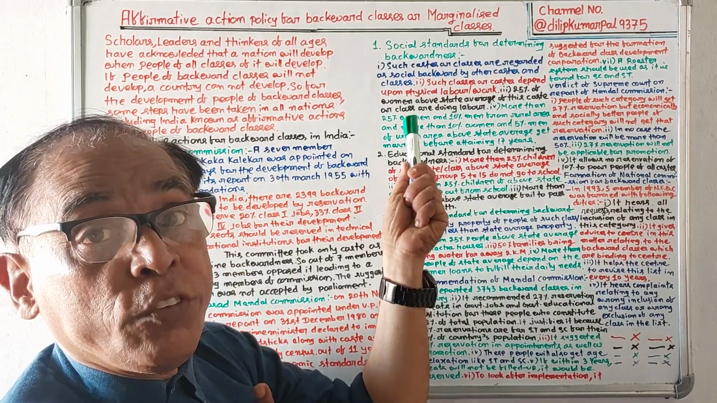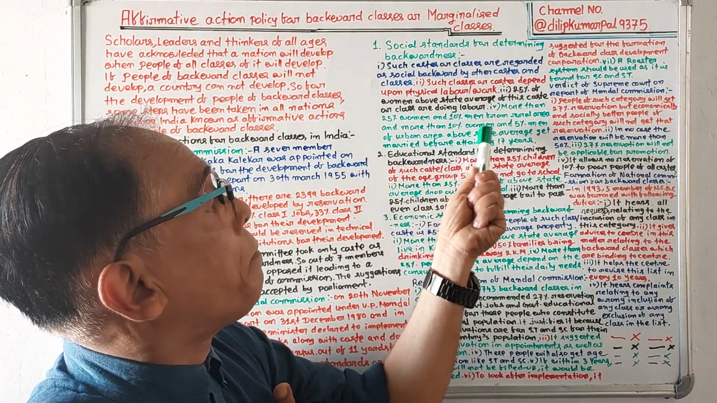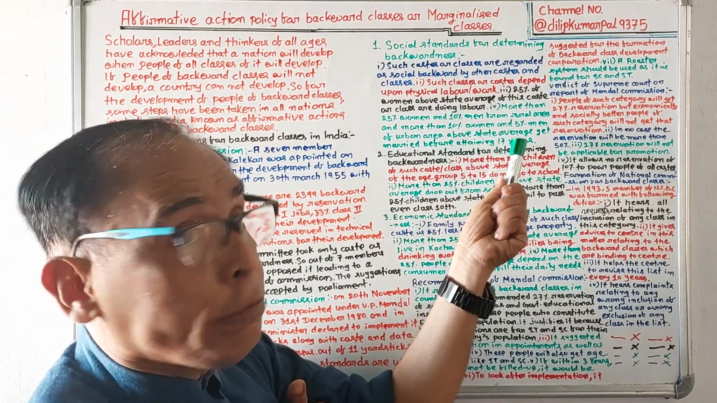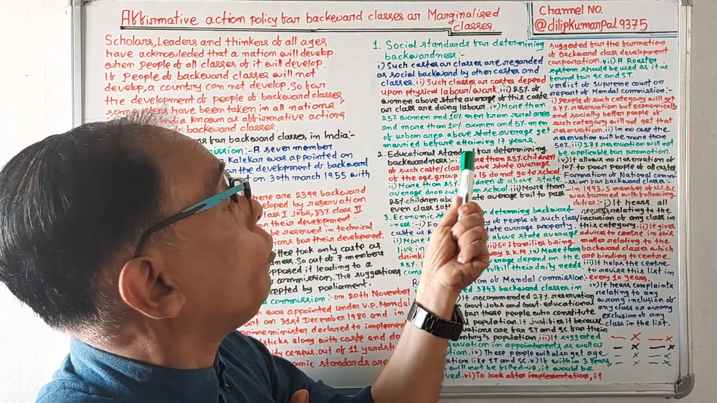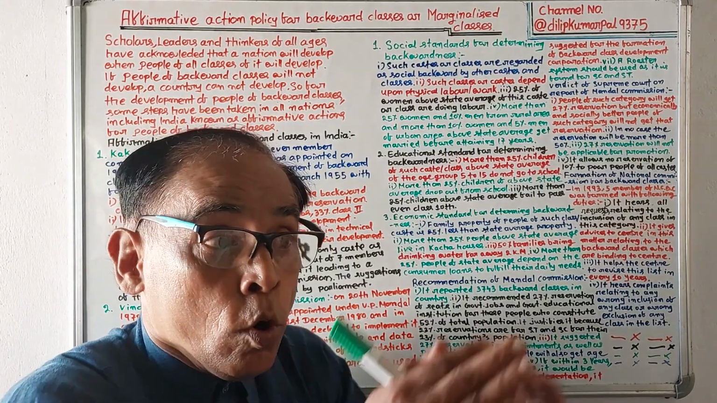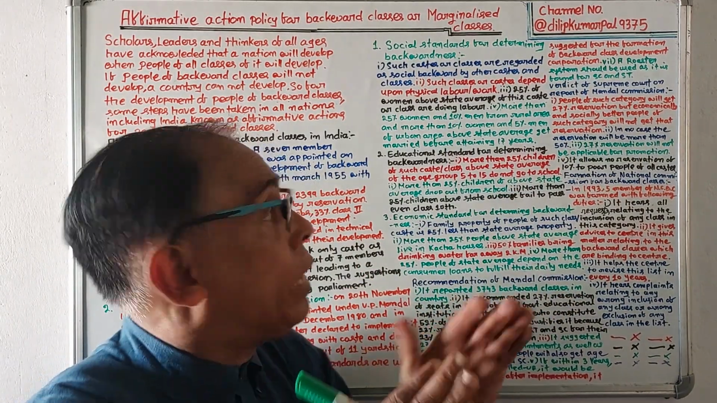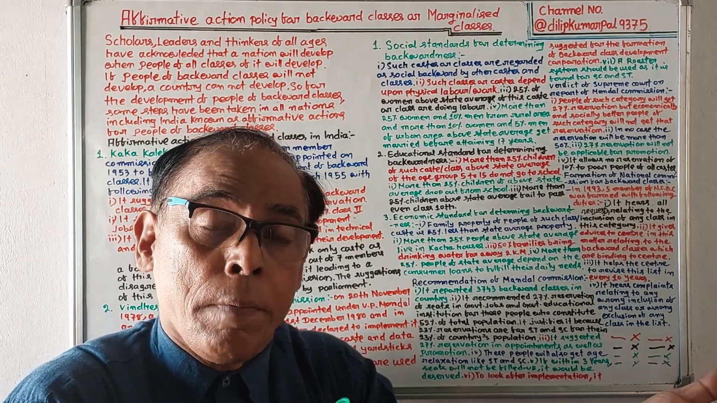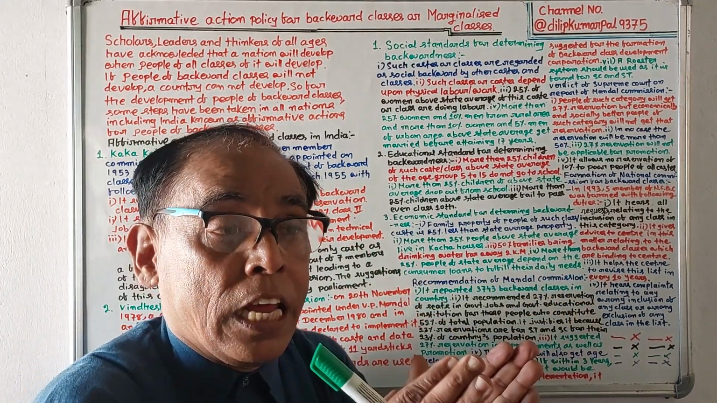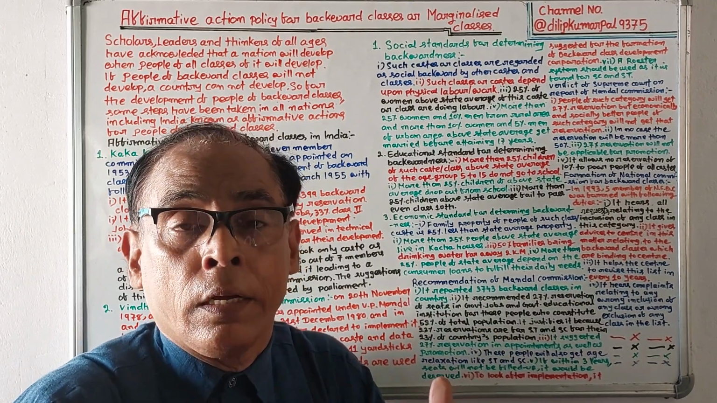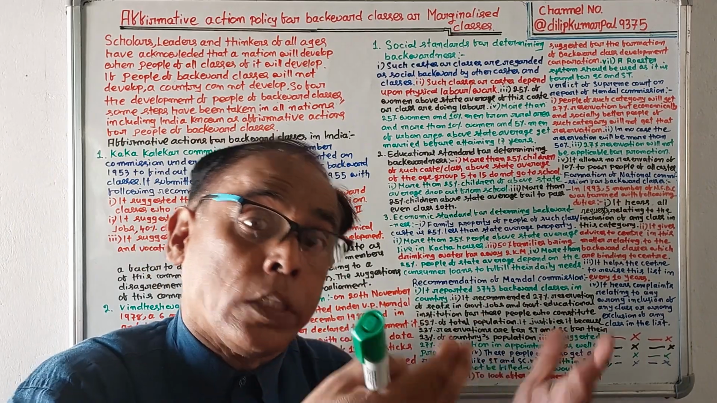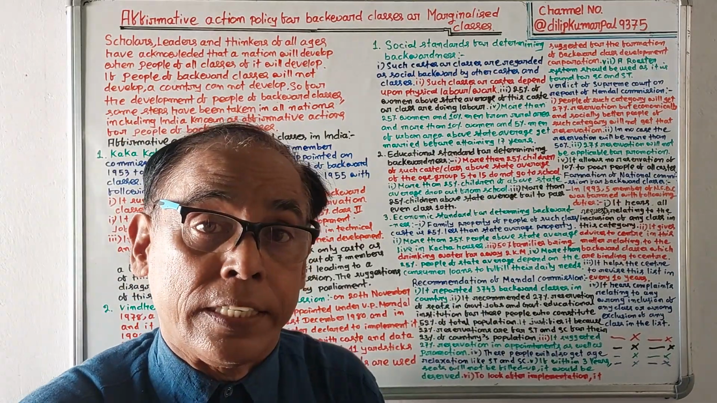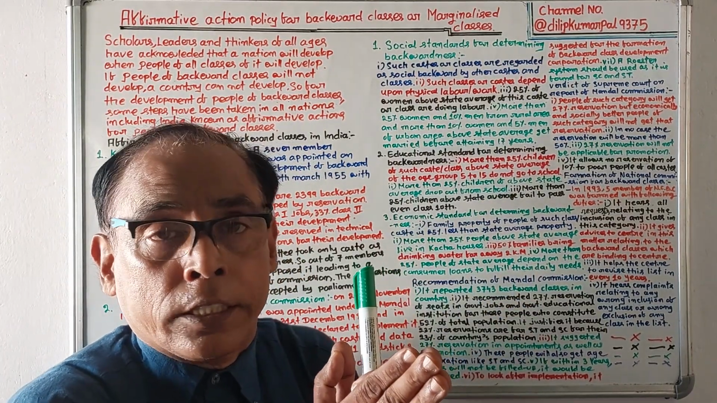Number 4, more than 25% of women and 10% of men from rural areas, and more than 10% of women and 5% of men from urban areas, above the state average, get married before attaining the age of 17 years. These are the 4 social standards.